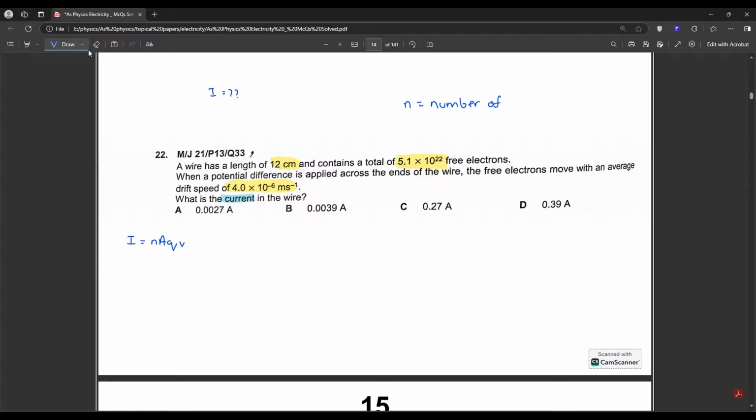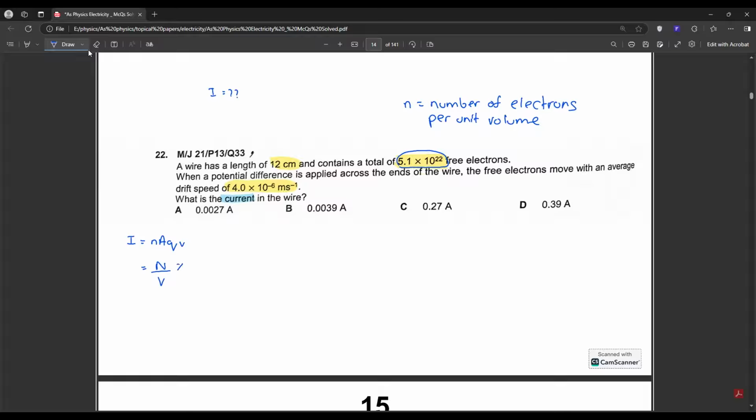Number of electrons per unit volume. So what can you do here? You can say capital N over volume. Capital N is the total number of electrons divided by the volume, which equals your small n, that is the number of electrons per unit volume.